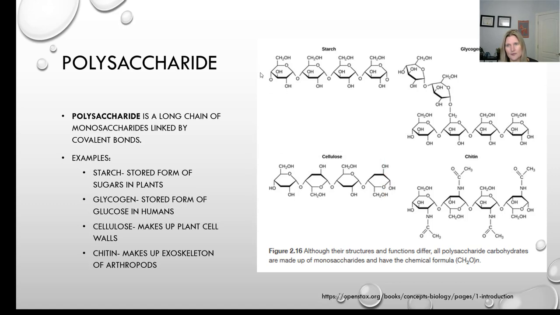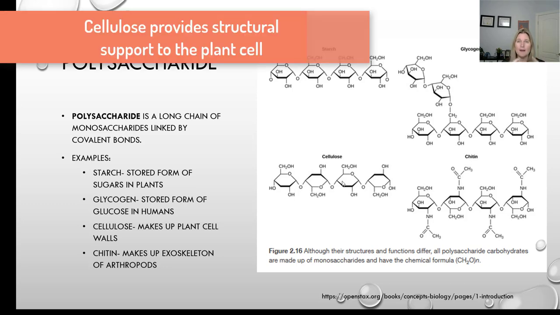On starch, we have the OH group all on one side. Here it's on opposing sides. But cellulose makes up the cell walls of our plant cells. We don't have cell walls as animals, but plants have a cell wall that surrounds the plant cell. That cell wall allows the plant to have structure and protection, and cellulose is what provides that structure and protection for the plant cell.